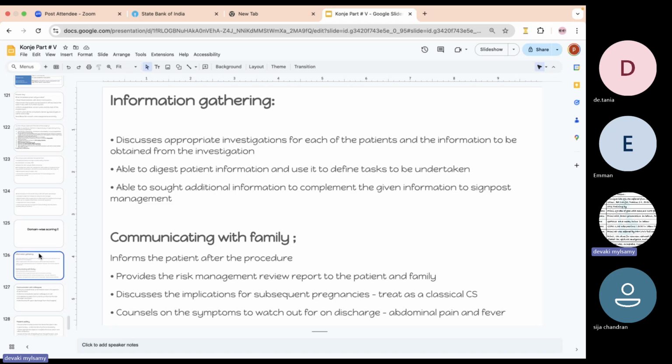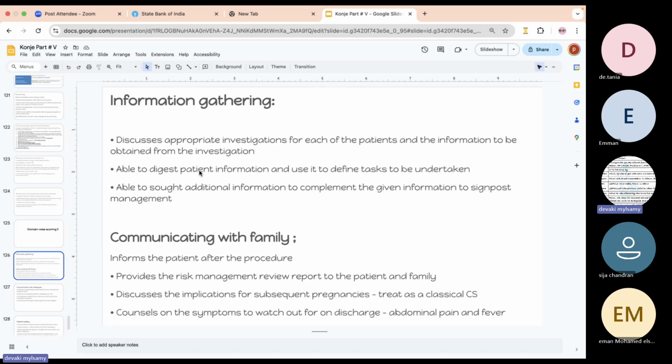So when it comes to domain-wise scoring, information gathering: what investigation and what information you would like to ask. Here you can ask about the hemodynamic status of the patient. We'll communicate with the anesthetist and check upon the patient's hemodynamic status. That will be one important point. Further investigation: ultrasonography, full blood count, blood cross match. These are the information gathering points.